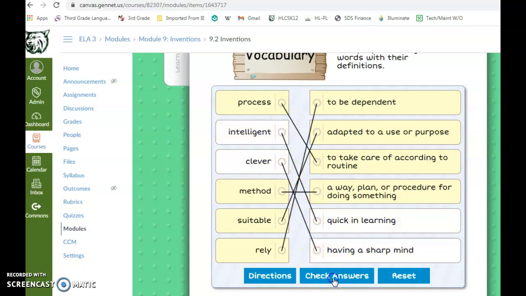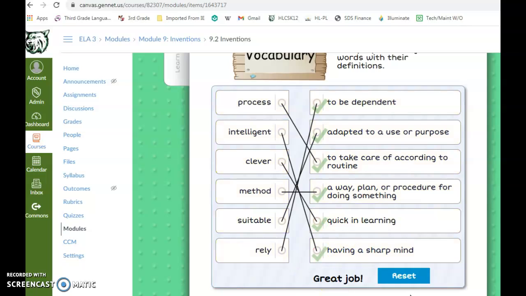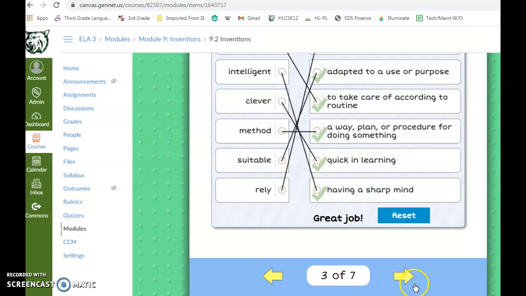And again, you hit check. Whoops, what did I get wrong here? Oh, I got the 2 mixed up. So intelligent is having a sharp mind, and clever is quick in learning. See, that's always important to check your answers. And if you get check marks, you'll know that you match them correct, and you can always hit the reset button.